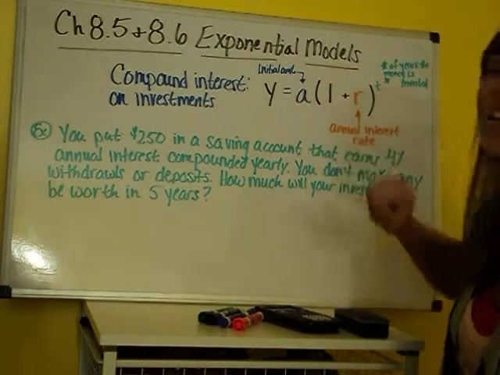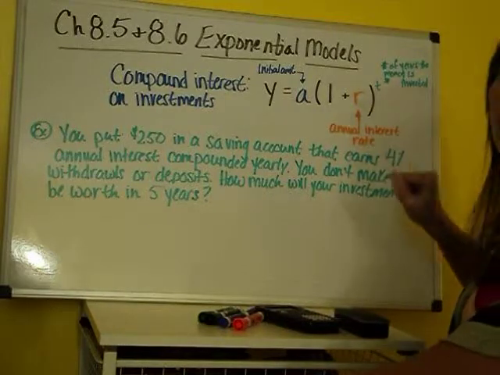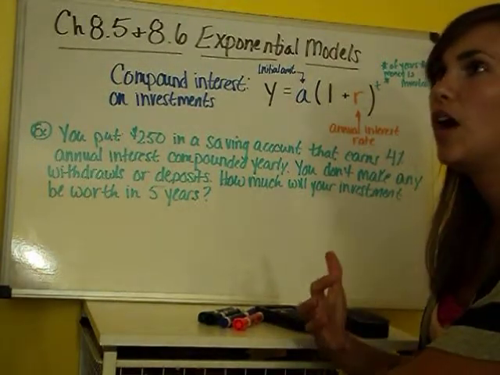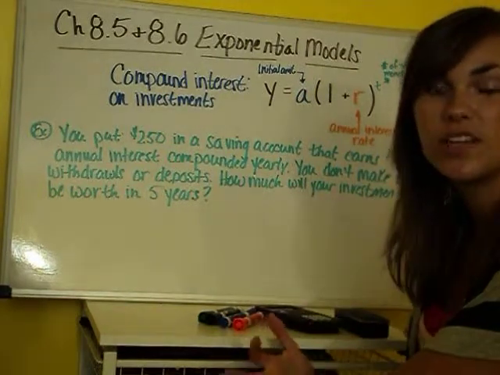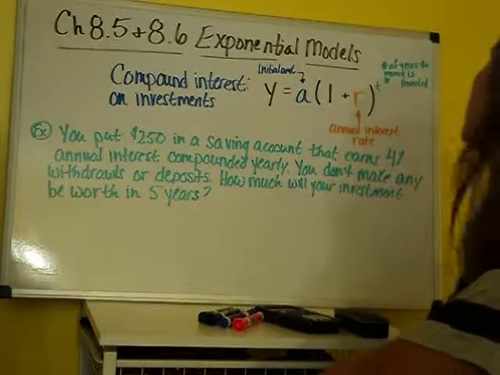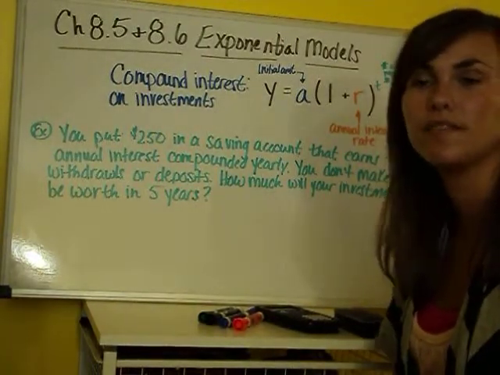Here, a, again, is our initial amount. R is going to be our annual interest rate, and again, remember, when dealing with percents, when we do our operations in percents, it has to be in decimal or fraction form, but decimal is usually easier. And then t is the number of years the money is going to be invested.